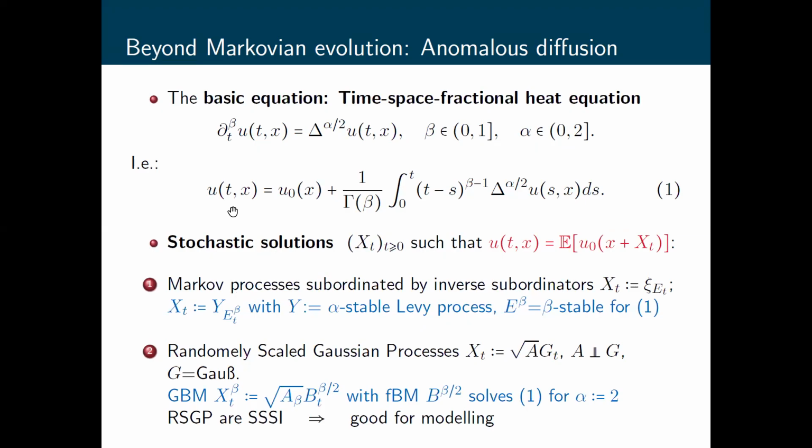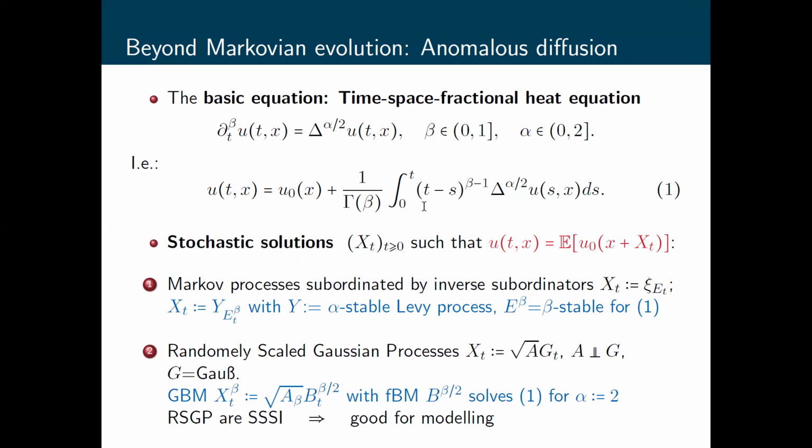So there are two basic classes of processes which are used in the literature to provide stochastic solutions for such type of equations. First class is so-called Markov processes subordinated by inverse subordinators. So in particular for this equation number 1, as Markov process, we take an alpha stable Levy process which corresponds to fractional Laplacian. And as inverse subordinator, we take beta stable inverse subordinator, which corresponds to this memory kernel.